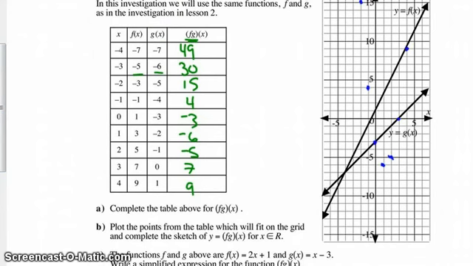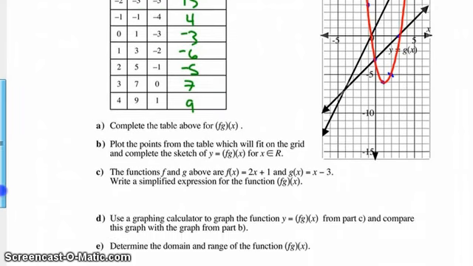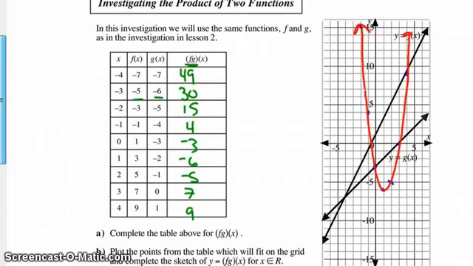So if you plotted those points, you might have noticed that you're not really on the line of symmetry, but it seems like if you connect them, it's some sort of parabolic function. So as I connect these points together, I make some sort of parabolic function like that. And the vertex isn't exactly where it's at, but we've plotted it. We complete the table above, plot the points, and fit the grid and complete the sketch for all real numbers. So I should have arrows at the top, which I do.